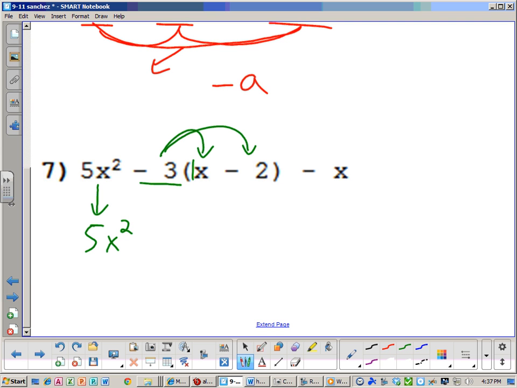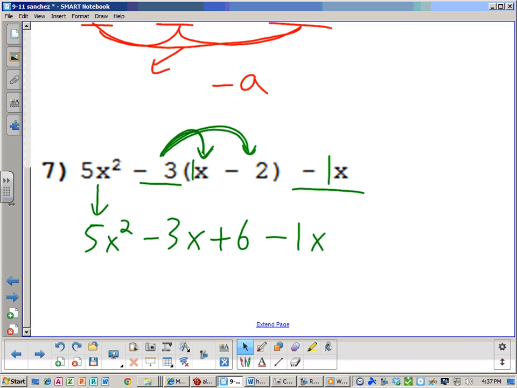So I'm going to say negative 3 times a 1x. Well, negative 3 times 1x is actually negative 3x. Negative 3 times negative 2, positive 6, right? I do not multiply this last part because he's not in the parentheses. But I want to realize that that's a minus. And don't forget, there's an invisible one of it. So I'm going to write minus 1x.